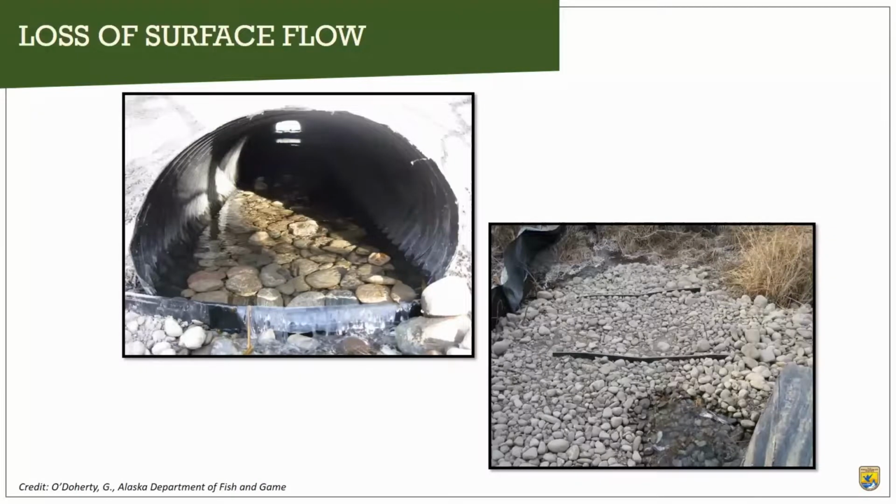And here's an example of those loss of surface flows. And that happened at a culvert that was installed without a well-graded substrate. We see the water going into the substrate and then just exiting here.